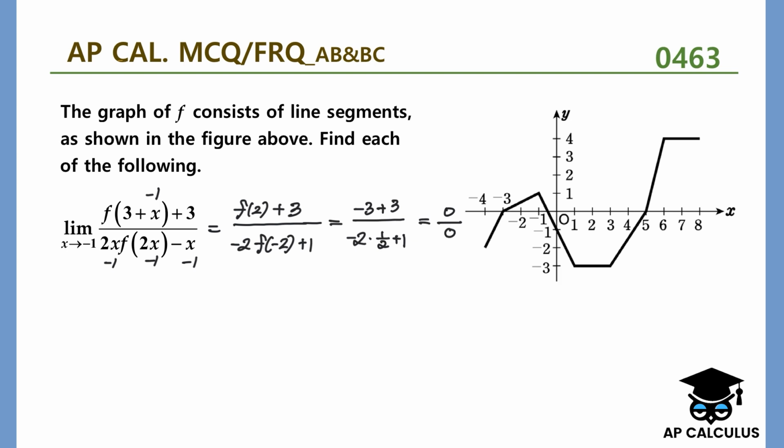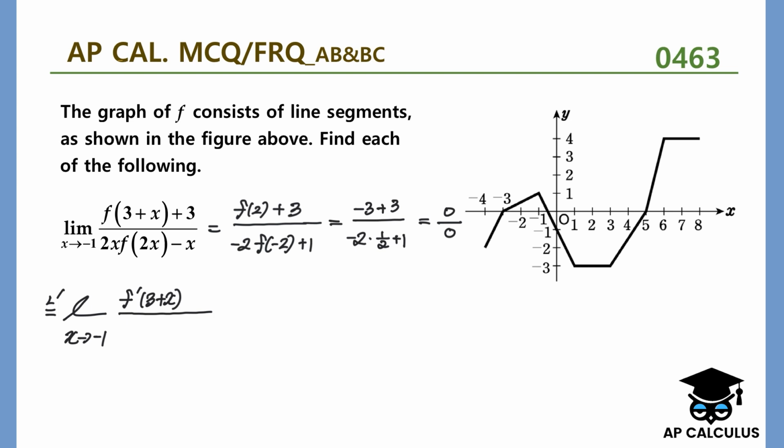So this is an indeterminate form. So we're going to have to apply L'Hopital's rule, right? So let's apply L'Hopital's rule. So we have the limit as x approaches negative 1. Here, this is kind of messy, right? So let's erase this. Okay, derivative of numerator first. f prime of 3 plus x times the derivative of 3 plus x, that's 1. Derivative of 3, that's 0. So we're done for the numerator, right?